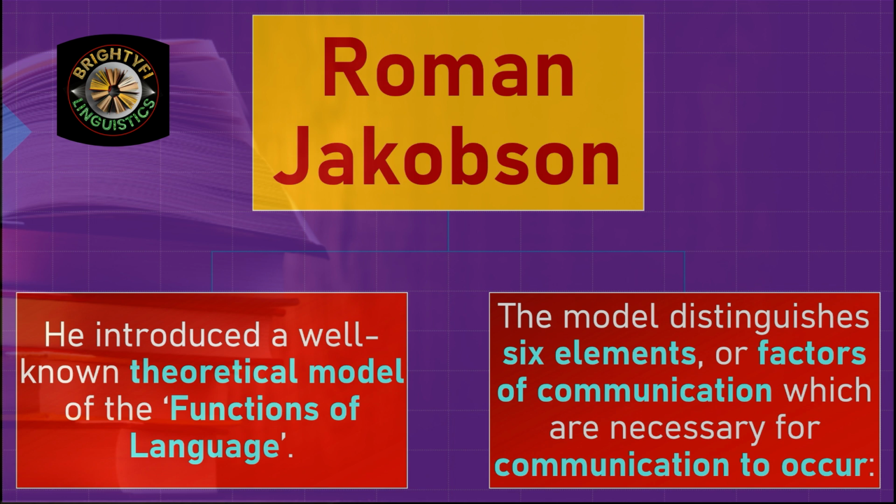The model distinguishes 6 elements or factors of communication which are necessary for communication to occur, to take place, or to be successful, without which communication in fact cannot happen at all. So these 6 factors are very, very important. What are they? Let's talk about each one of them through this diagram.